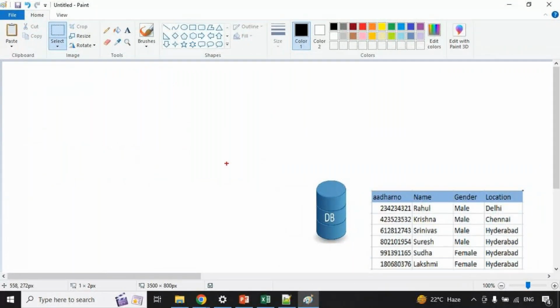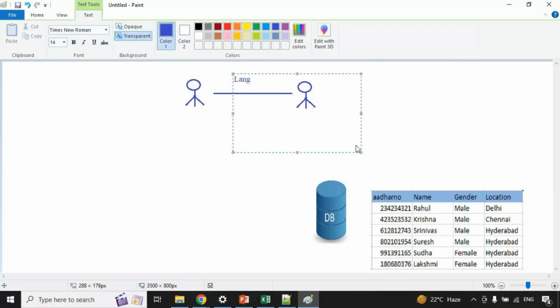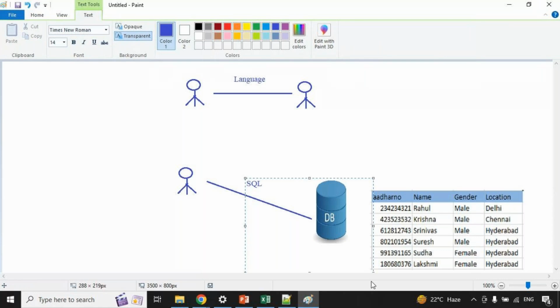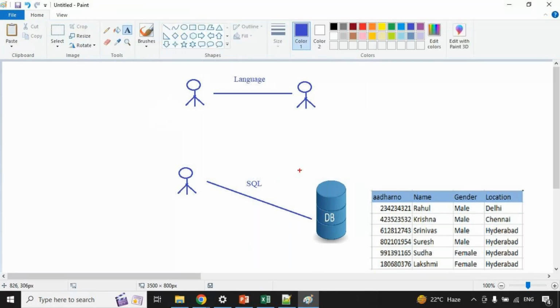To interact with this, we have a language. For example, to communicate with another person we have a language. If we go abroad to communicate with someone, you use English. Similarly, if you want to communicate with this system, there is a language called SQL, Structured Query Language. Using that, we communicate. So we maintain the data in the database.